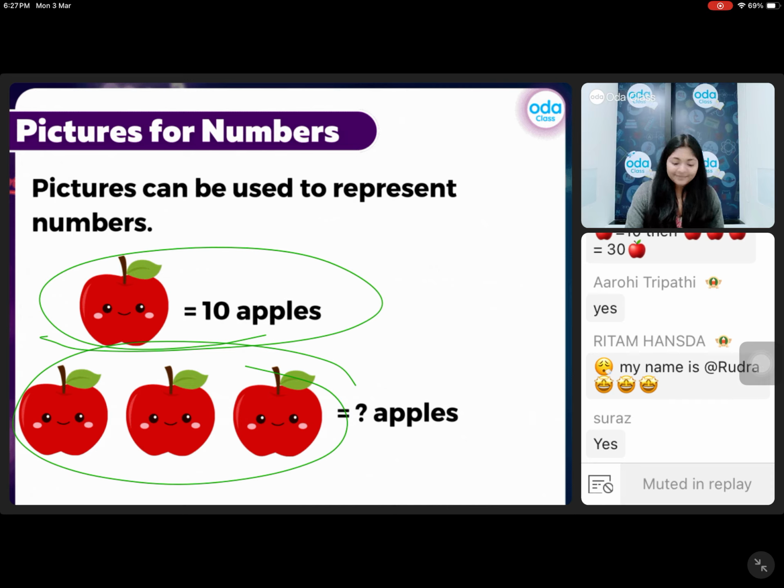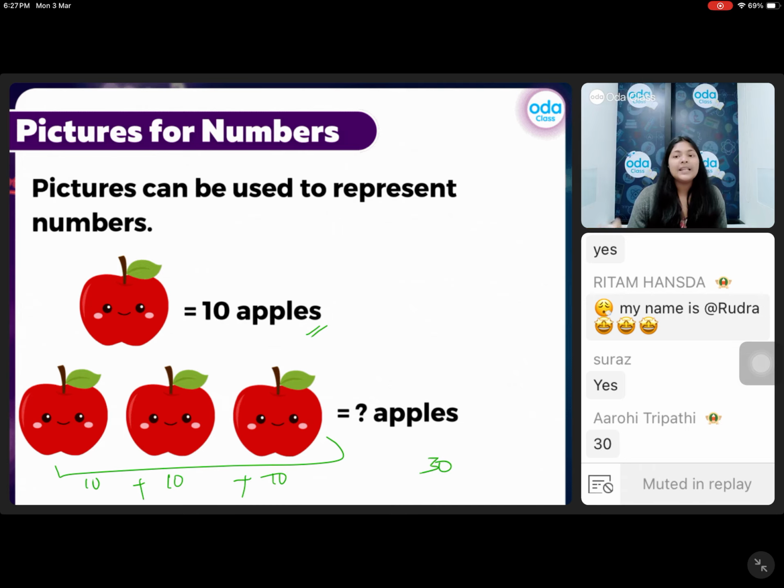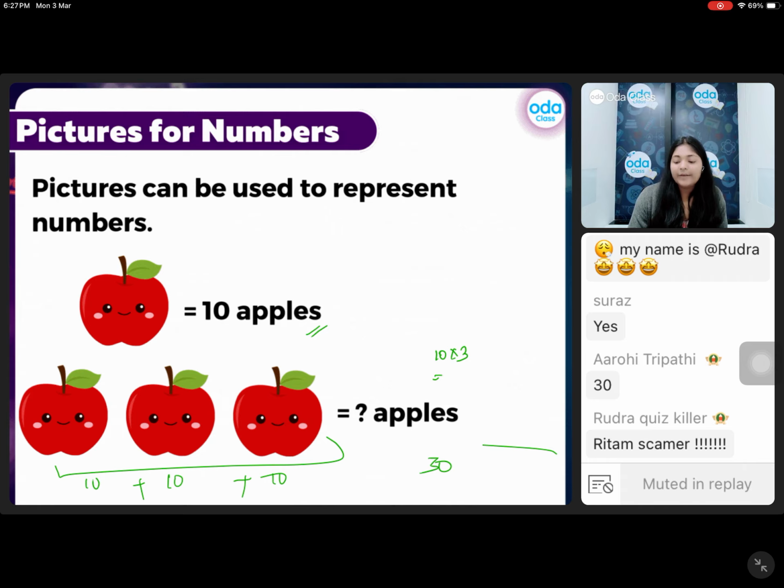Okay, so if one apple is representing 10, then 3 apples will be representing what? It will be representing 10 plus 10 plus 10, which is nothing but 30, because 10 plus 10 plus 10 is 10 multiplied by 3. I have got 30 apples. Understood? Can you all relate? This is the basics of pictograph.